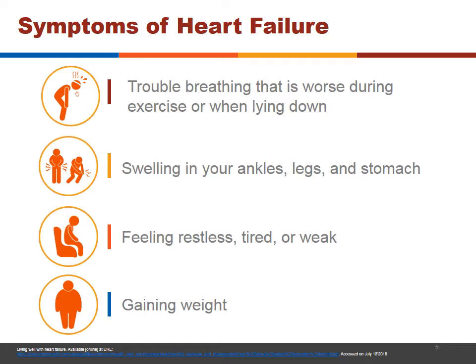So this is nothing but edema. Feeling restless, tired, or weak. Yes, because if the heart is not pumping properly, people can feel that. And also gaining weight. So, what is gaining weight?